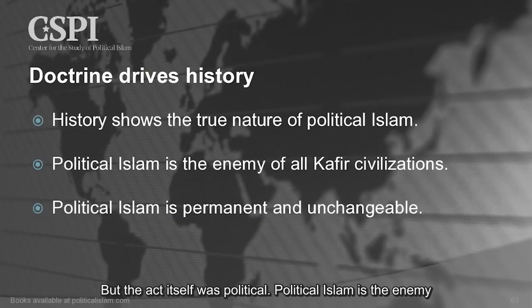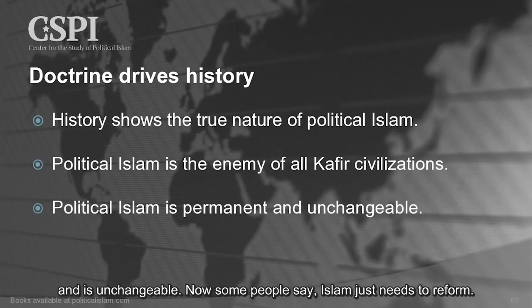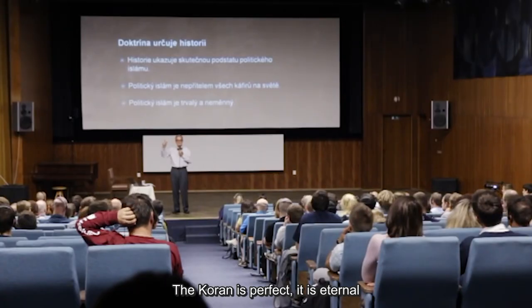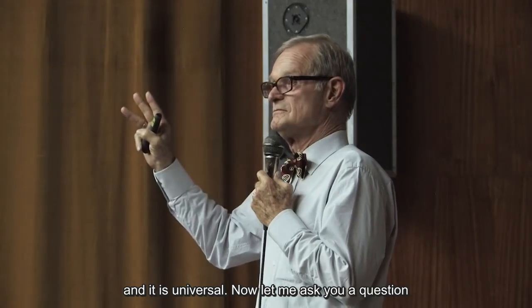Political Islam is the nature of all Kafir countries, and it is permanent and it is unchangeable. Now, some people say, Islam just needs to reform. Let me tell you what the doctrine of Islam is. The Quran is perfect, it is eternal, and it is universal.